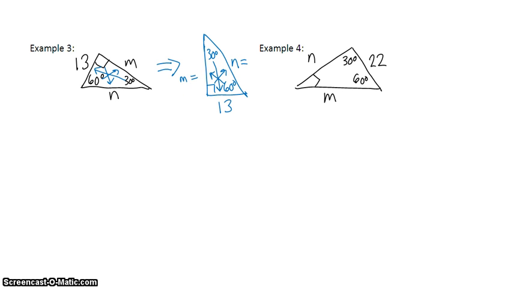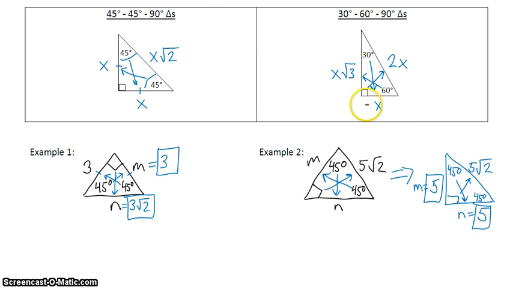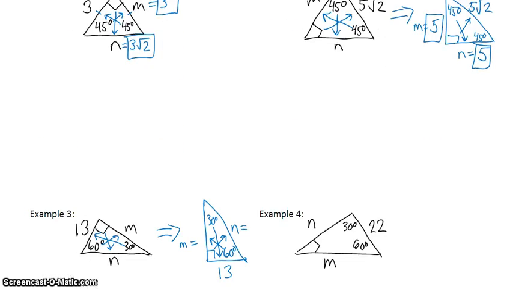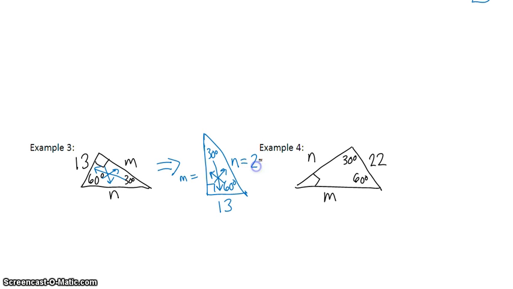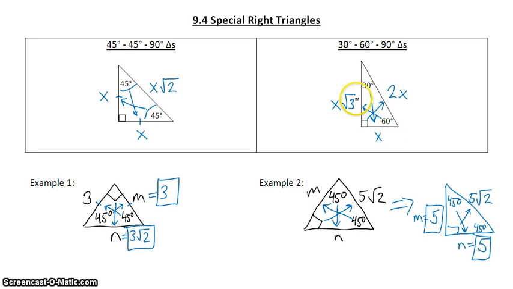So if we follow our pattern, we know the shortest side. We know the x side. To get to our hypotenuse, we're going to double our shortest side. To get to our middle side, we're going to take our shortest side and multiply by the square root of 3.